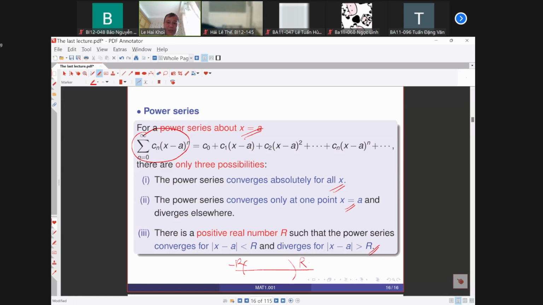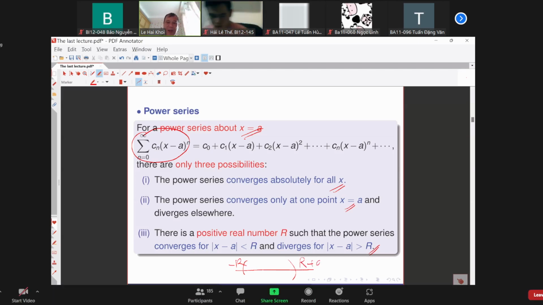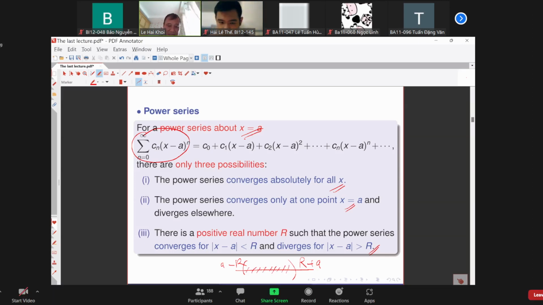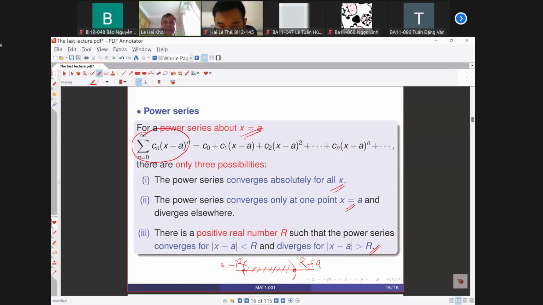Here, actually, A plus R and A minus R. Inside this interval, you have convergence. Outside, you have divergence. But at the endpoint, we don't know. You have to investigate separately.